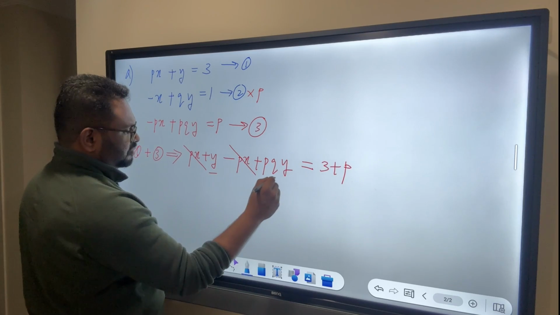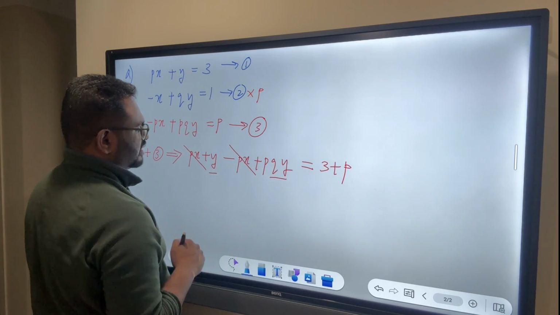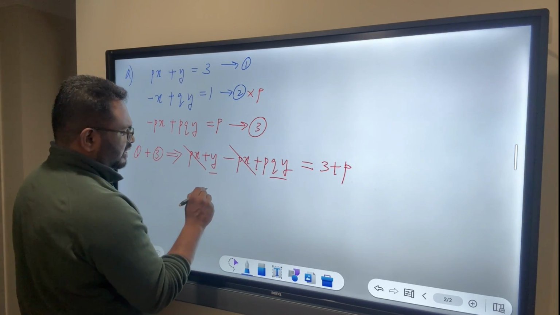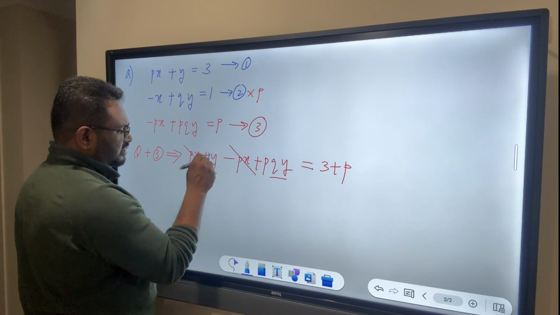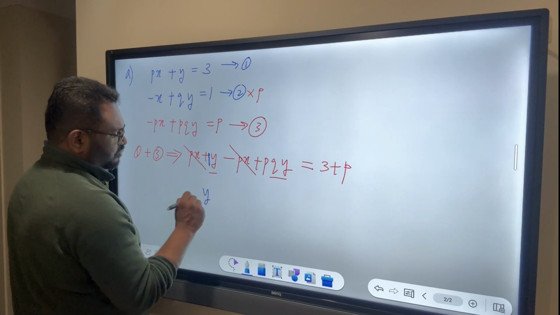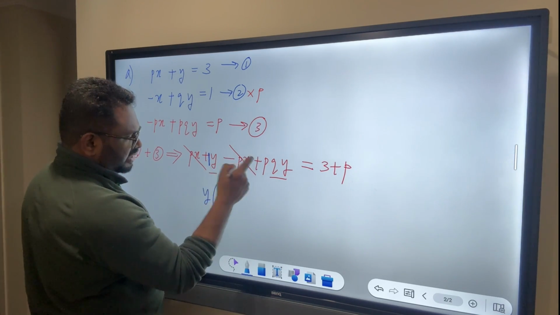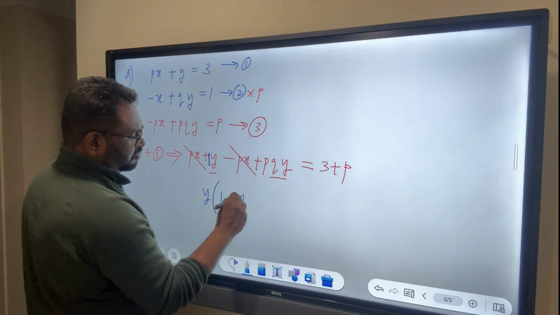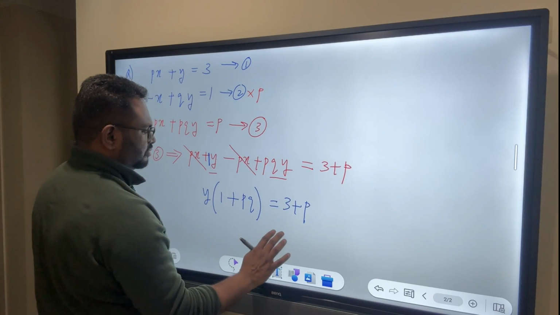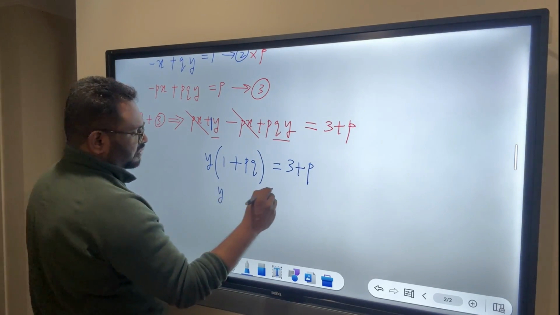Now these two you cannot add, right? You cannot add unlike terms. So what you have to do, if you want to find y, we can factorize. So if you factorize, you have y here, you have 1 here with y, you take y out, so it's going to be 1 here, and then plus pq, and that is going to be 3 plus p. So be careful.